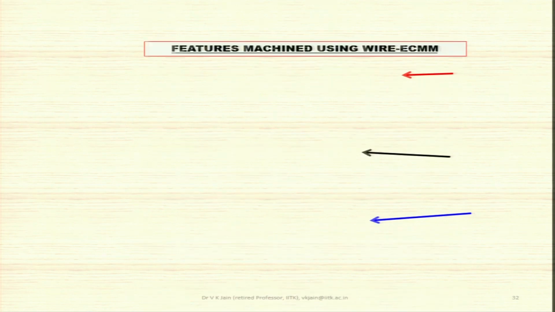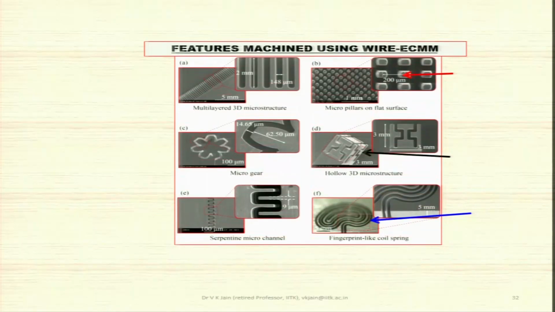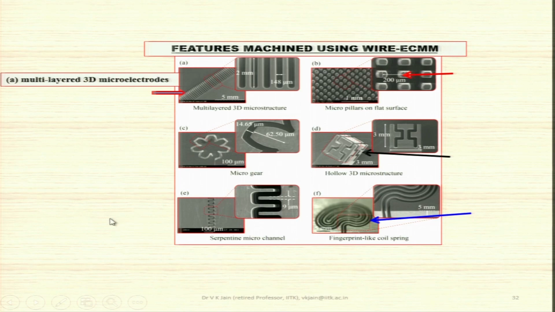Applications. Now we are going to discuss certain applications of the process. Features machined using the wire ECMM process. Now you can see them very carefully. Different kinds of interesting features have been machined by the wire ECMM process. You can see over here multi-layered 3-dimensional micro electrodes. These are the micro electrodes, and you can see the enlarged view of these micro electrodes over here.